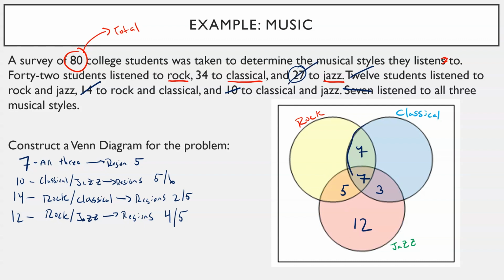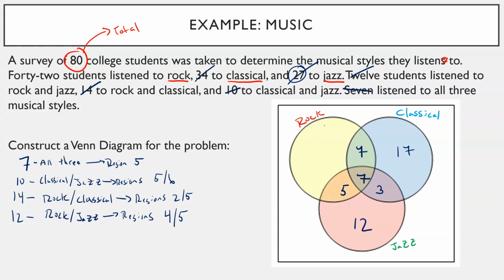34 said classical. Well, here's classical right here. So how many people have I already counted for in the classical circle? So that's 7 and 7 is 14 and 3 is 17. 34 minus 17, I believe, is 17.